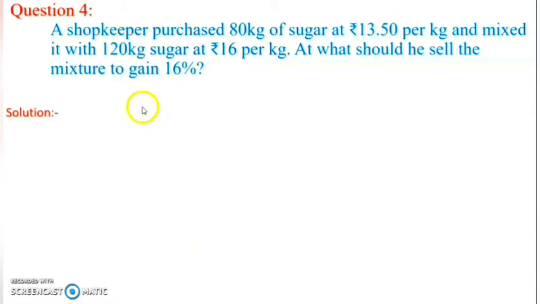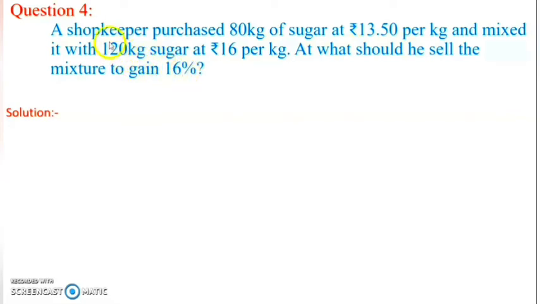Okay, so the next question here says that a shopkeeper purchased 80 kg of sugar at rupees 13.50 per kg and mixed it with 120 kg sugar at rupees 16 per kg. At what price should he sell the mixture to gain 16%?